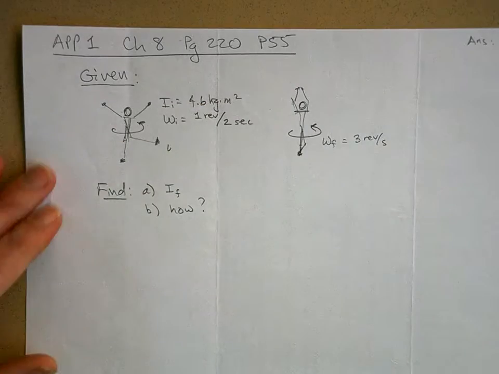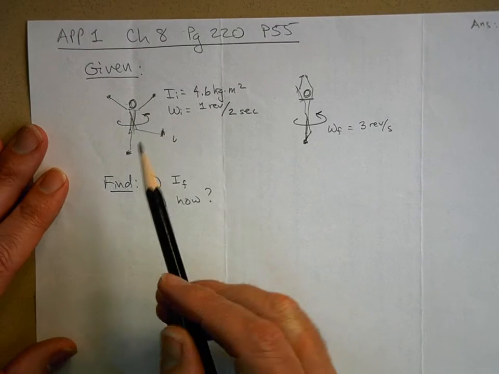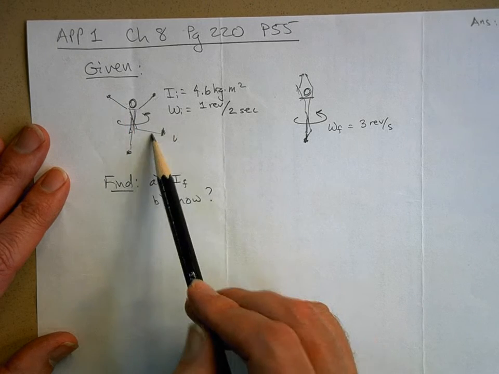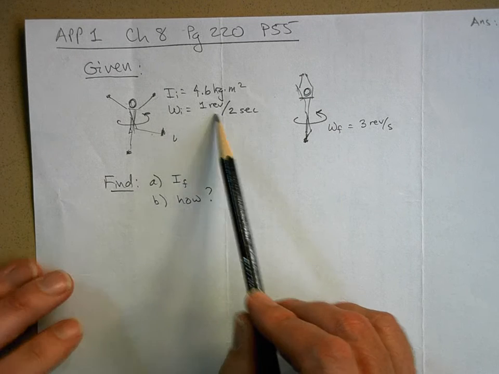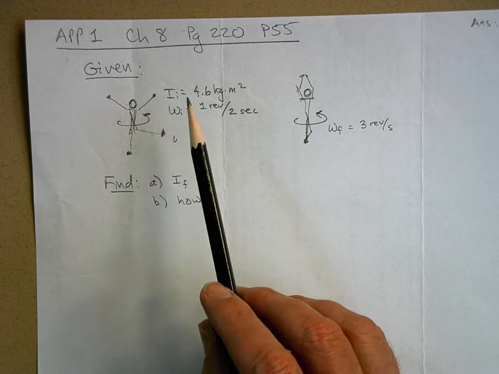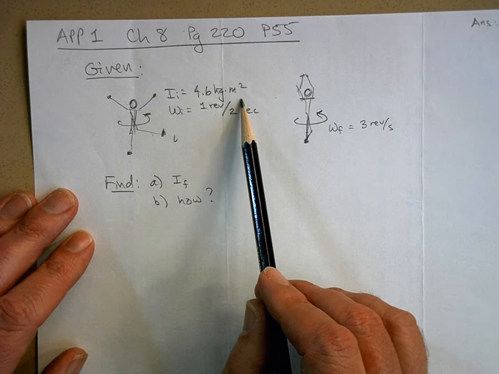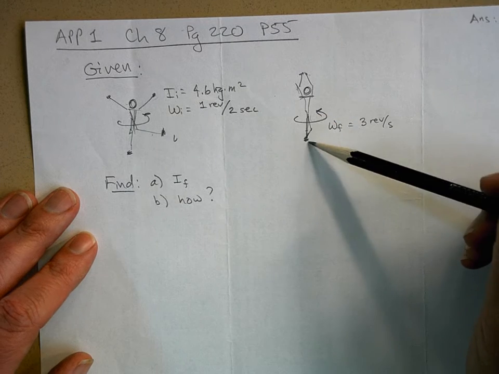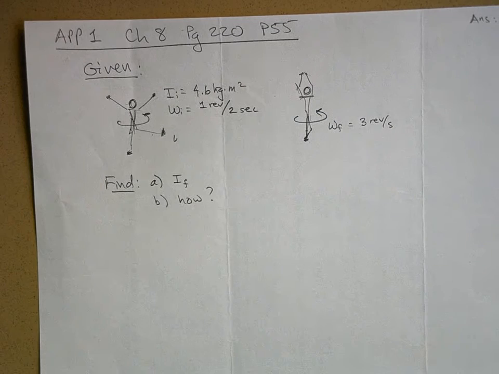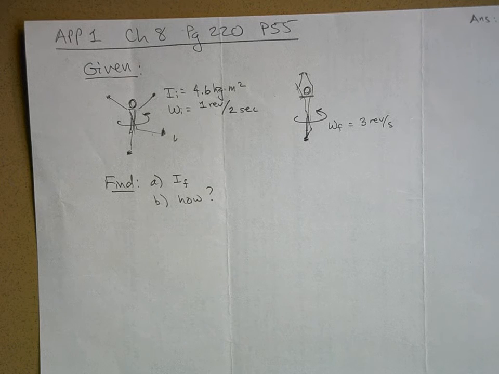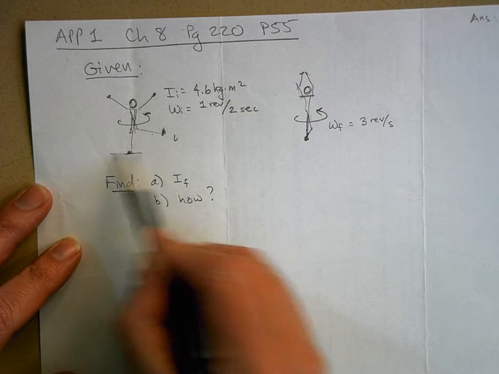So let's work this. Here we have the skater, her arms and legs extended out, and we have 1 revolution every 2 seconds as our angular velocity. Our initial rotational inertia is given to be 4.6 kilogram meters squared. Now, if they bring their arms and legs in, they are taking mass and bringing it closer to the axis of rotation, which decreases their rotational inertia.